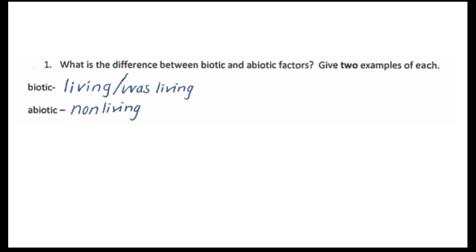All right, so what is the difference between biotic and abiotic factors? Biotic has to do with living or was living, and abiotic is non-living, never living. Two examples for biotic would be a deer or a snail. Abiotic would be a rock or a shell. Those were never living.